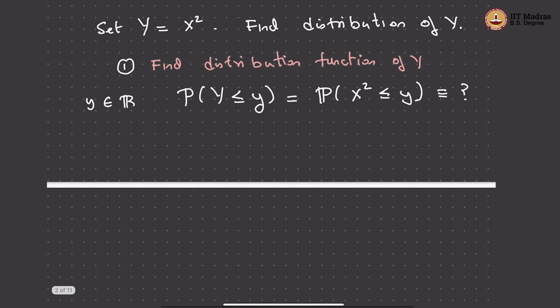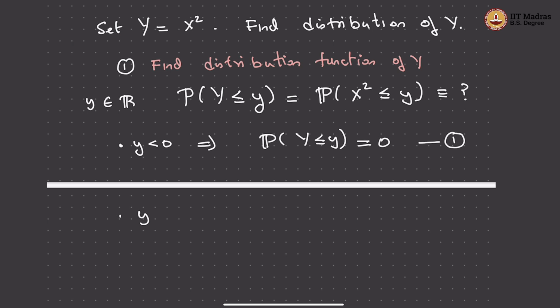So first step you identify is that if y is less than 0, this will imply that the chance that Y is less than or equal to y is the same as the chance that X squared is less than or equal to y, but X squared is non-negative, so this is going to be equal to 0. So that's the first thing you draw.